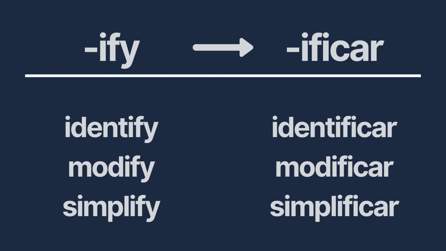Okay, group number 19, words that end in IFY in English and IFICAR in Spanish, and these are verbs. So we have 3 examples. Identify, identificar. Modify, modificar. Simplify, simplificar.